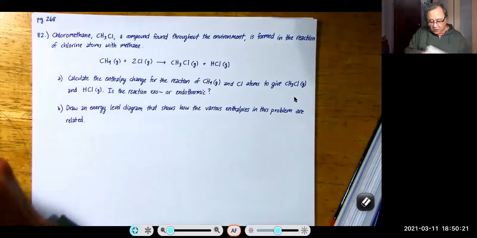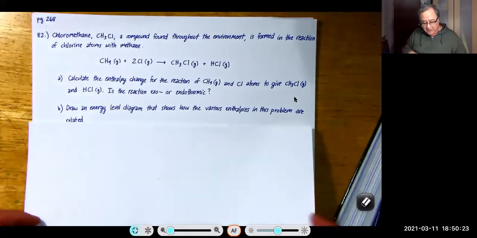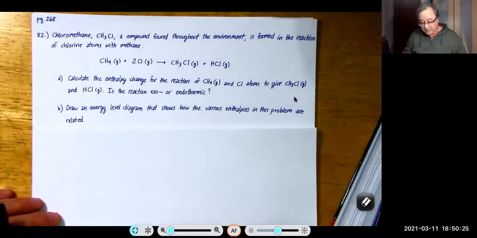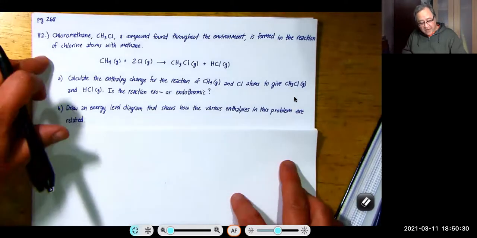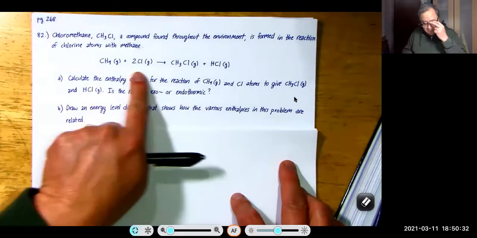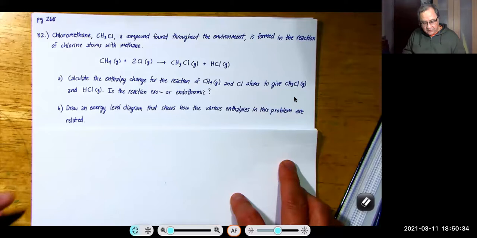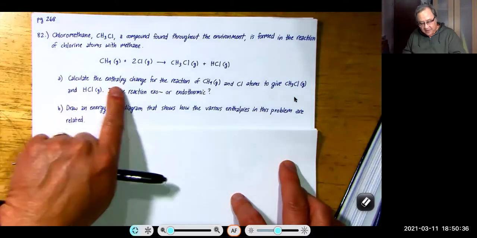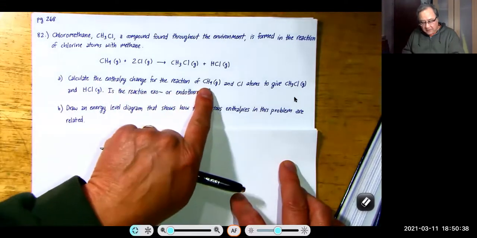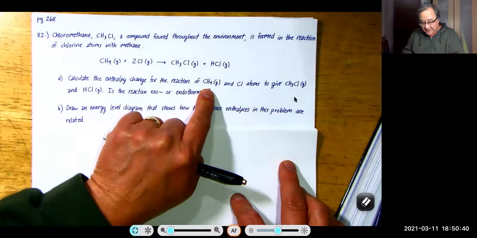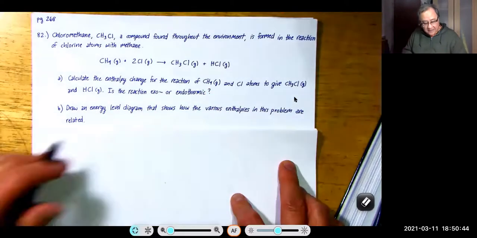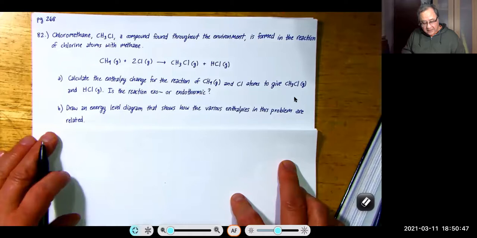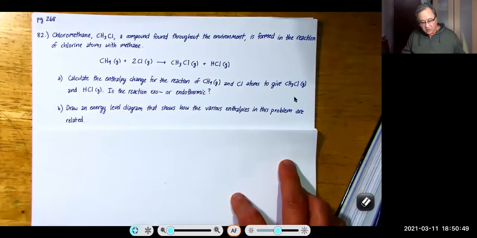Okay, chloromethane, a compound found throughout the environment, is formed in the reaction of chlorine atoms with methane. Calculate the enthalpy change for the reaction of CH4 gas and Cl atoms to give chloromethane and hydrochloric acid. Is the reaction exothermic or endothermic?